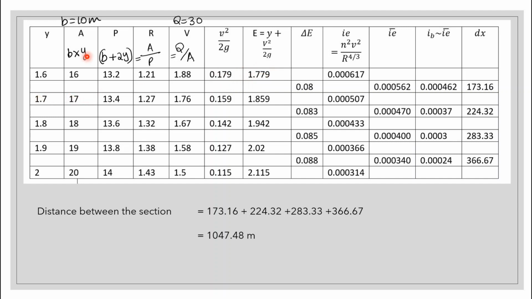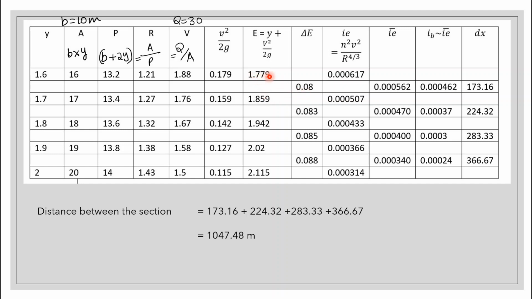Now we can add this Y to V square by 2G to obtain the value of specific energy. Similarly, we will find the area, perimeter and hydraulic radius for each depth. Say here it's 1.7. So area is 1.7 into 10 and perimeter is 10 plus 2 times 1.7. Then area divided by perimeter gives the hydraulic radius. Then velocity is Q by A, then V square by 2G, and E is equal to Y plus V square by 2G. Similarly we will calculate for each depth. Now we will find the difference between these two energies.